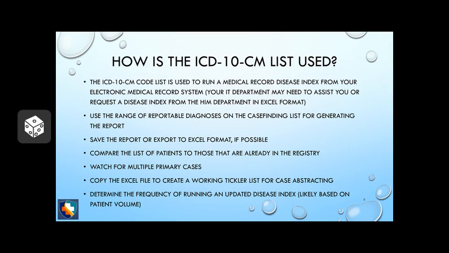Save the report or export to Excel format if possible. Compare the list of patients to those that are already in the registry. Watch for multiple primary cases. Copy the Excel file to create a working tickler list for case abstracting. Determine the frequency of running an updated disease index based on patient volume.